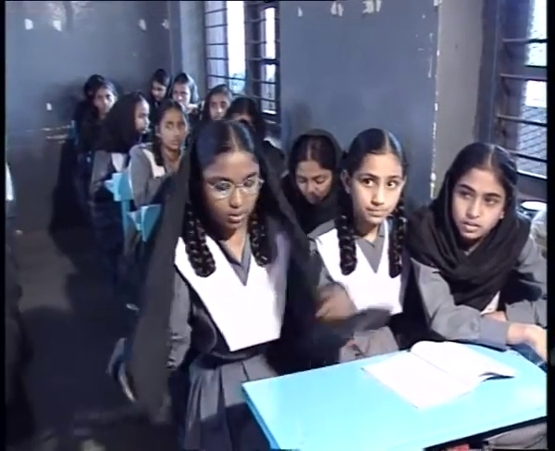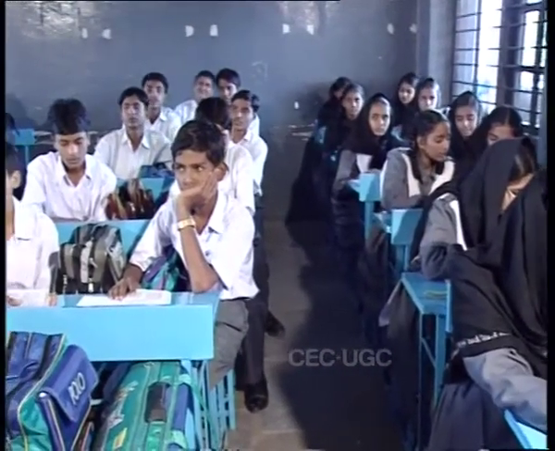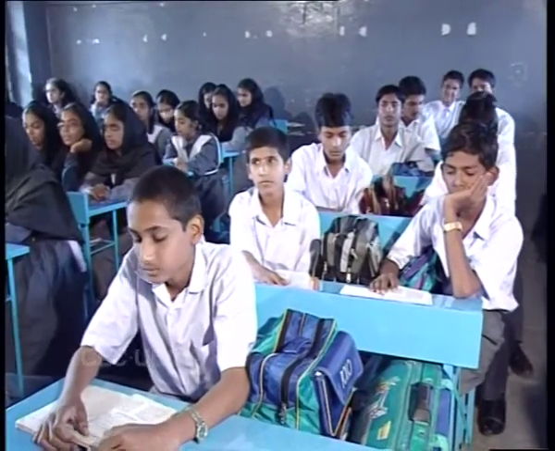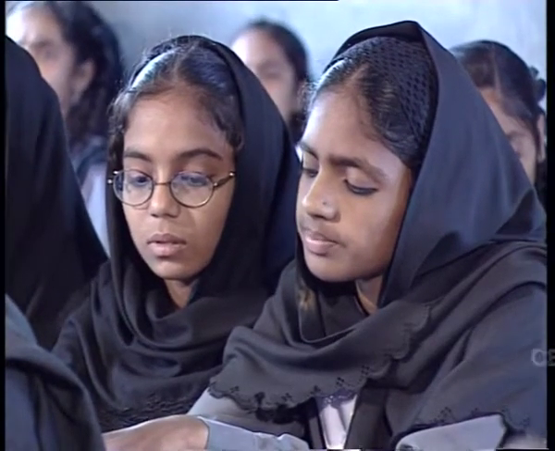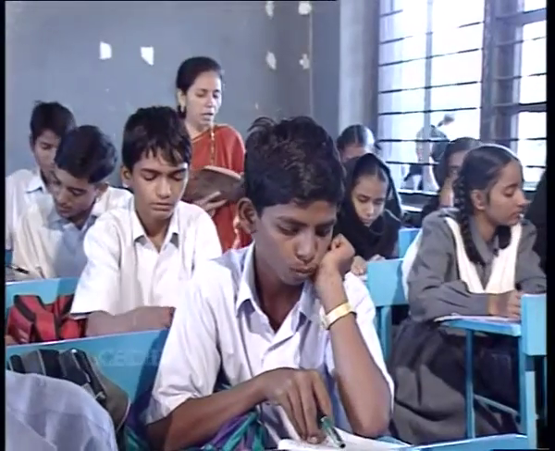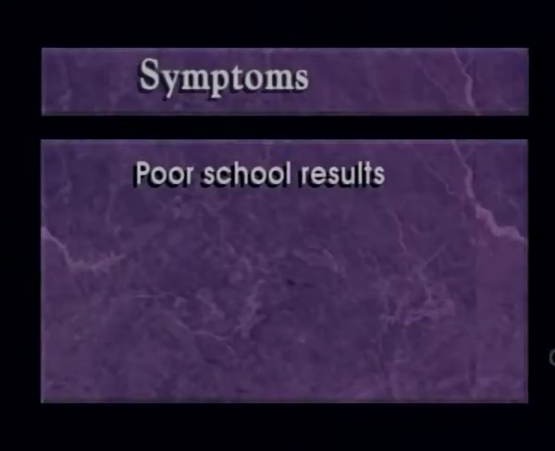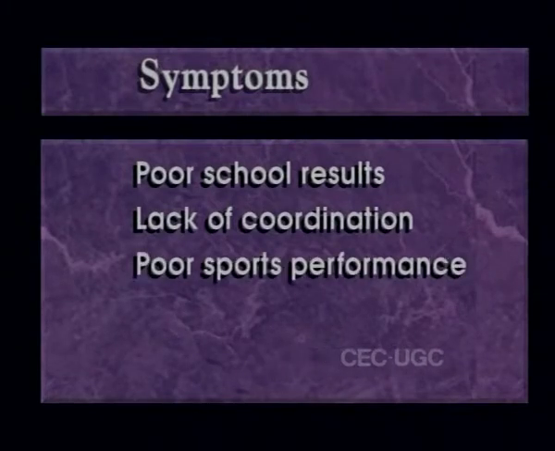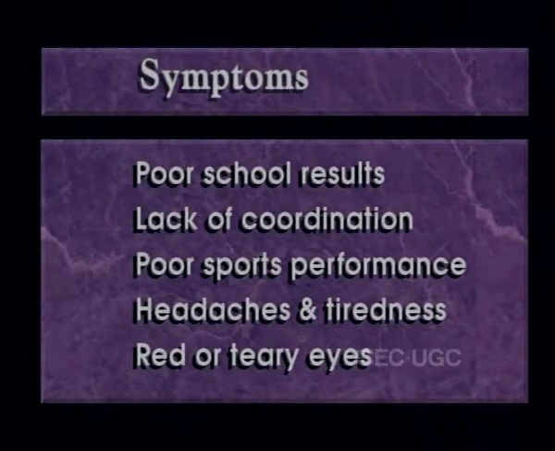Myopia is discovered in children aged 8 to 12. But because the eye continues to grow throughout the teenage years, myopic conditions may become more severe. These vision conditions can be easily detected in children if parents and teachers are observant and look out for the following symptoms: poor school results, lack of coordination, poor sports performance, headaches and tiredness, red or teary eyes.